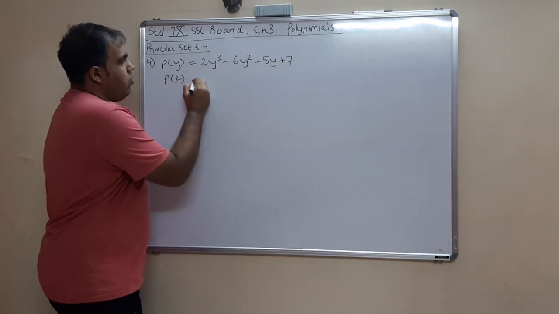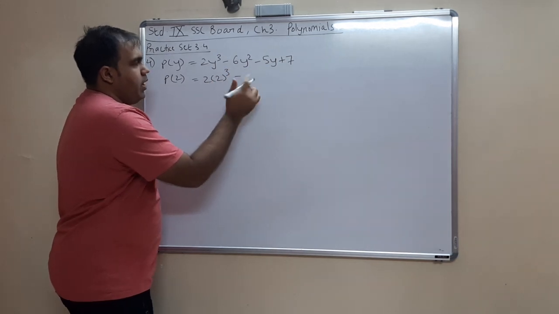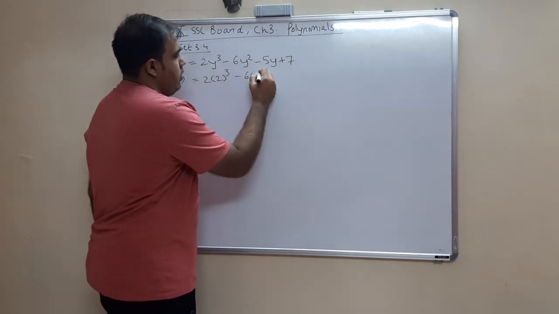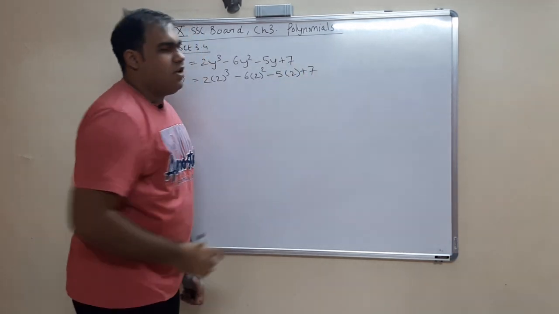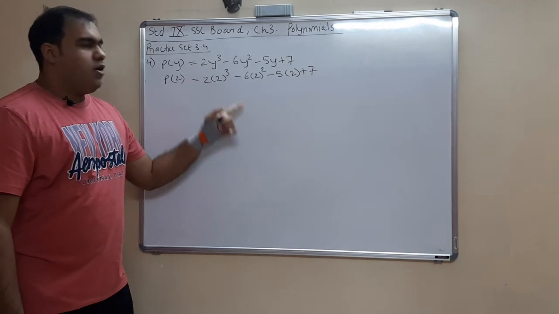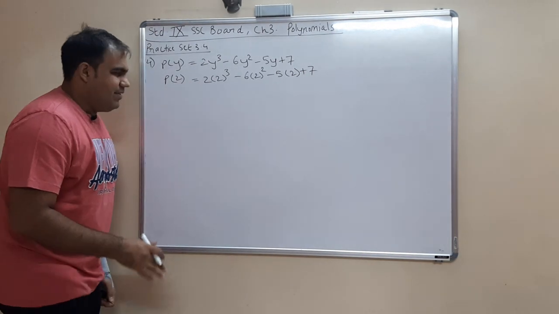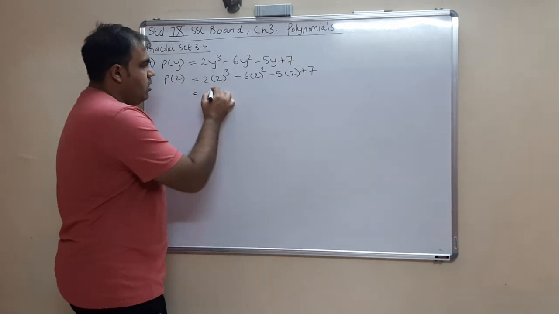P of 2 equals 2 into 2 cube minus 6 into 2 square minus 5 into 2 plus 7. So it is very easy, just like the previous questions. Nothing, just put the value 2 in place of y. That's it, very easy. Okay, so 2 into 2 cube is 2 raised to 4, which is 16.